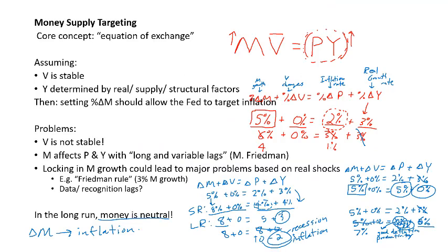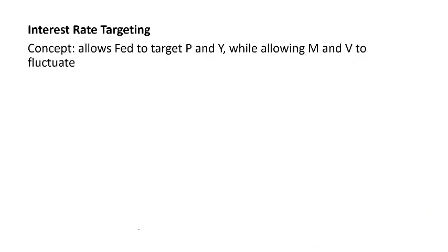The problems of money supply targeting that I've just mentioned make it really untenable. And when the Fed tried to do money supply targeting, it was really slippery and it didn't work well. So the Fed switched over and basically for the past almost 40 years has been using interest rate targeting. With interest rate targeting, the Fed can target P and Y while allowing M and V to fluctuate. M and V can adjust on their own to whatever level they need to be, and then the Fed doesn't have to be so concerned with the lags and with the volatility of those variables.